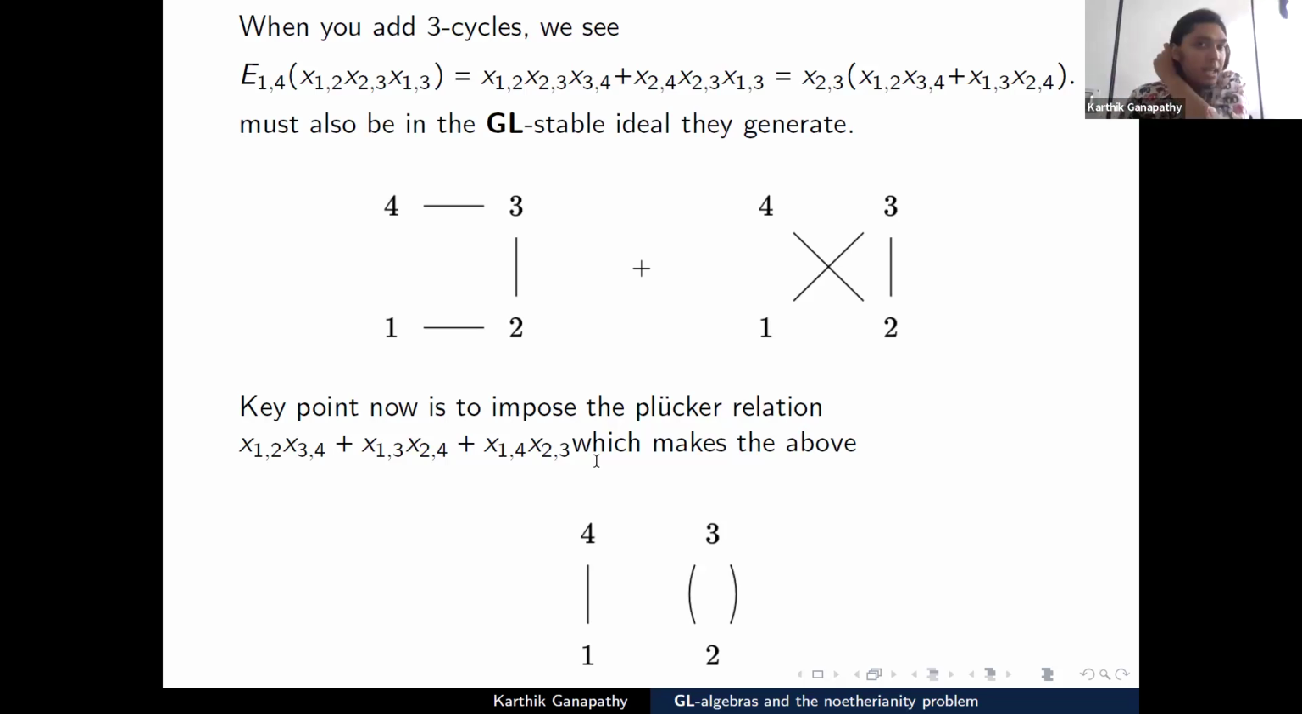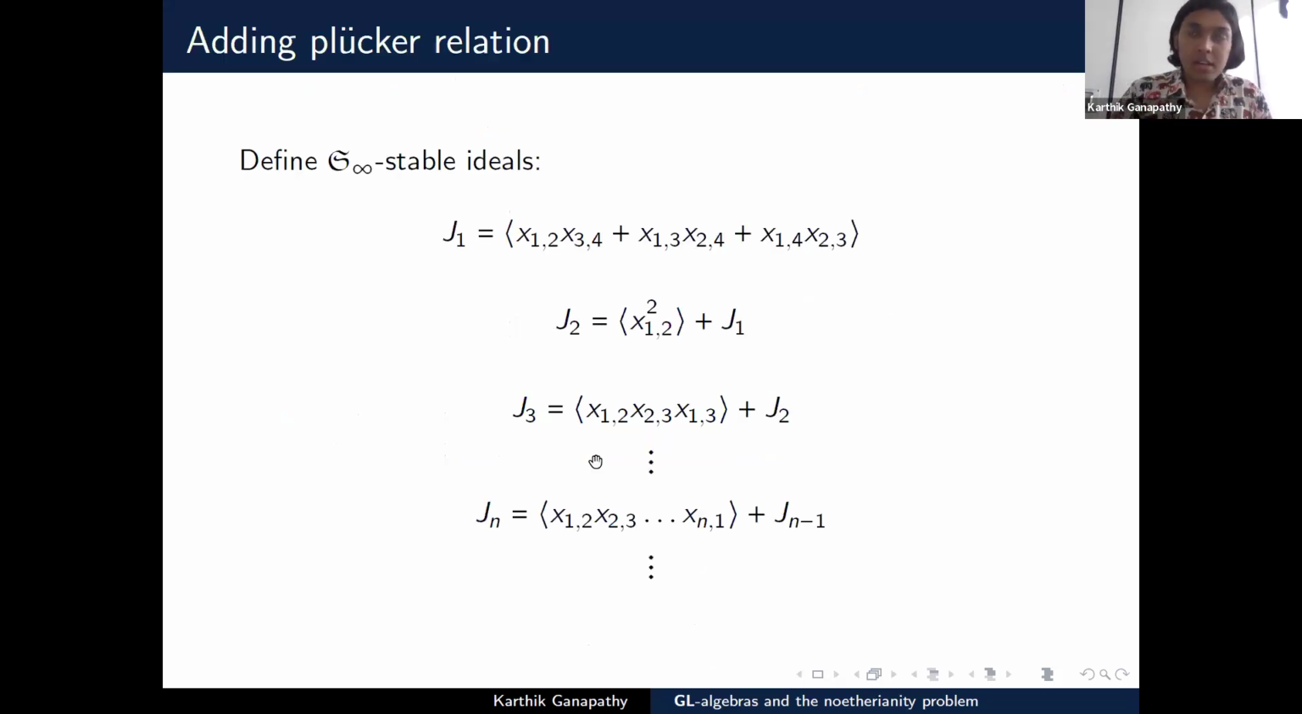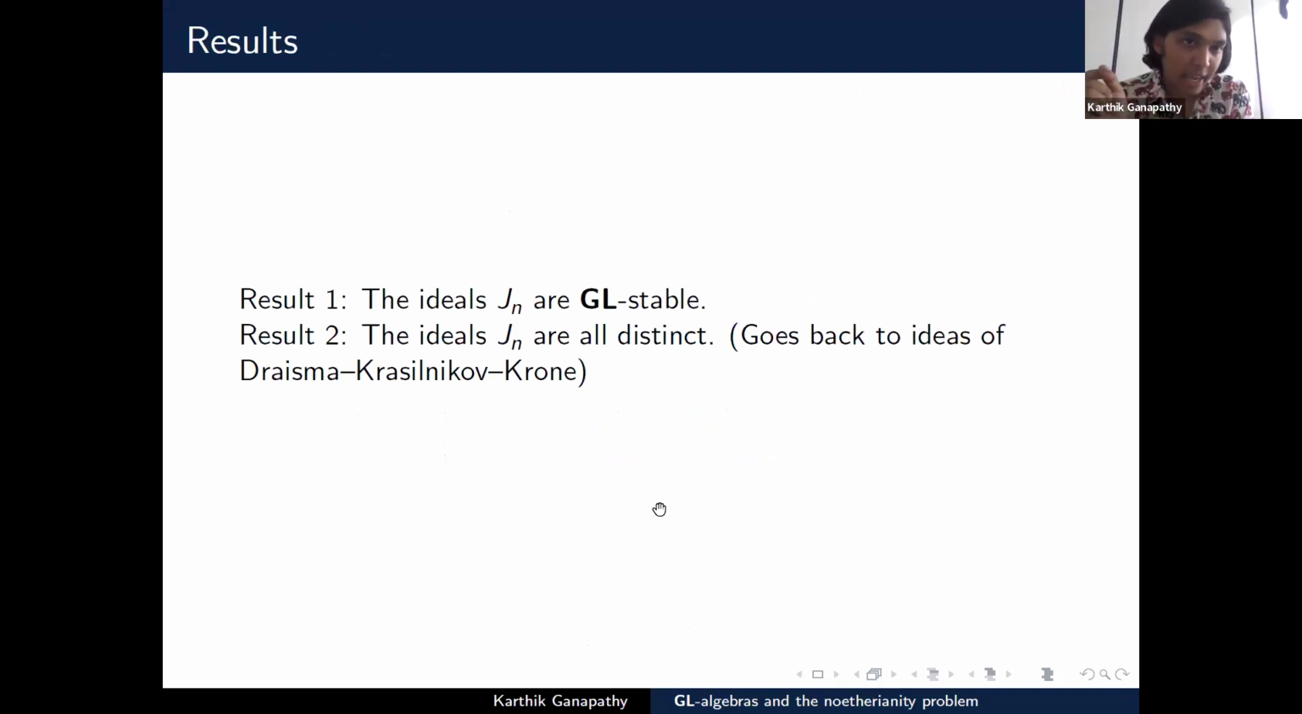Okay. And let me now rewrite this. So for first J1, I let it be the Plucker relation, but I also let it have xij xkl plus xik xjl plus xil xjk. Then I now look at J2 by adding the Plucker relation and continue as before. And the key two results are that the ideals Jn now become GL stable.